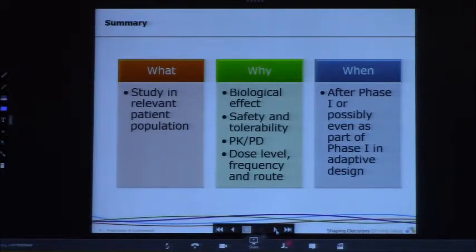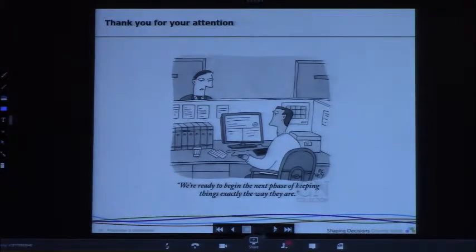Okay. So that was a very rapid, high-level run-through of phase 2 studies. Any questions in terms of phase 2? And again, please don't consider that to be a comprehensive overview in any way, shape, or form. It isn't. But any specific questions anyone might have?